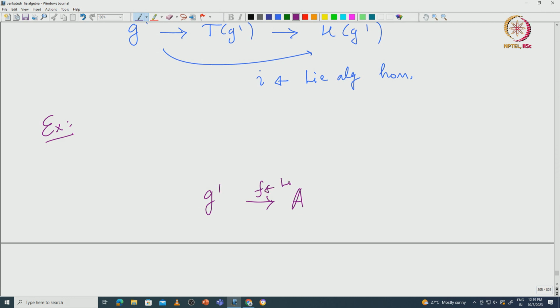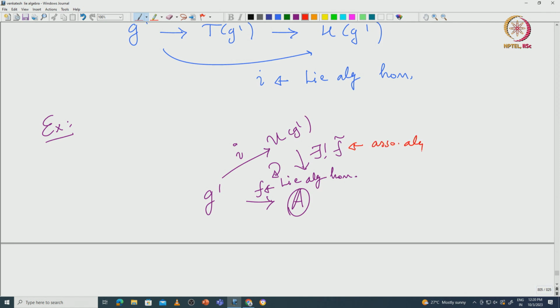So, now this F is a Lie algebra homomorphism. You are thinking of this capital A as a Lie algebra using the associative structure. Then from G' to UG' you already have this I, which is a Lie algebra homomorphism. So, then what does the universal property say? This F can be extended uniquely as F tilde such that this diagram commutes. Here this F tilde is actually an associative algebra homomorphism. So, it matches up the structure on the right side.